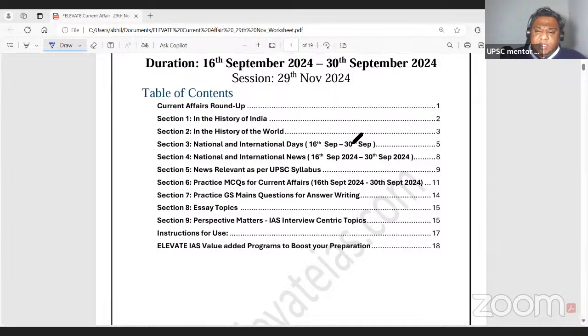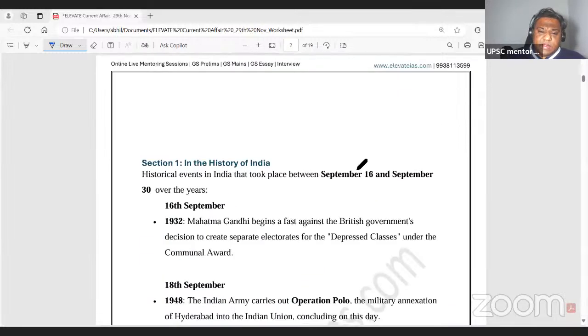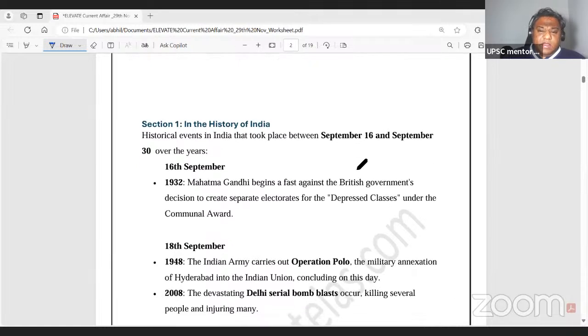For interview-preparing candidates, when we have one-to-one sessions, we run through these topics and understand your perspective, how balanced you are, and what your perspective is around the topic. And yes, I've summarized various value-added programs that I run as a mentor. I'm not an institute, but for people doing self-study, I try to help or boost their self-study. Coming to the session today, 16 September to September 30.